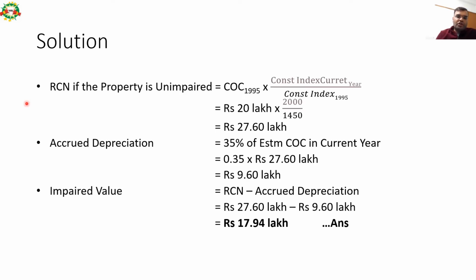So the replacement cost new of the property, had the property been unimpaired or not contaminated, what should be the RCN of the property? It is equal to COC, cost of construction of 1995, multiplied by cost index of the current year divided by cost index of 1995. So this is the indexation formula.